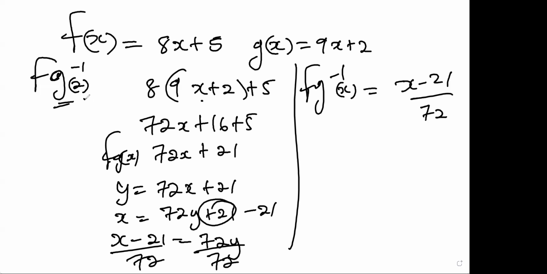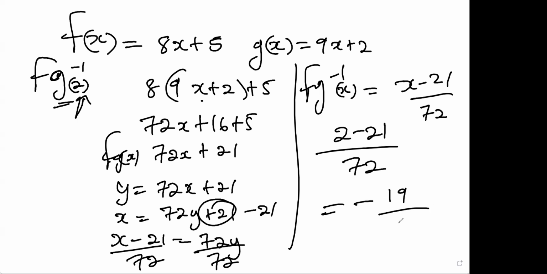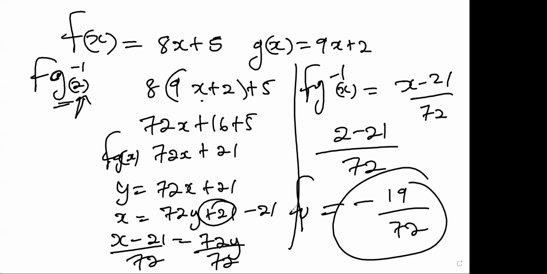But now we're supposed to put in 2. So it will be 2 minus 21 over 72, which is negative 19 over 72. That's the inverse of fg when you plug in 2. That's it basically.